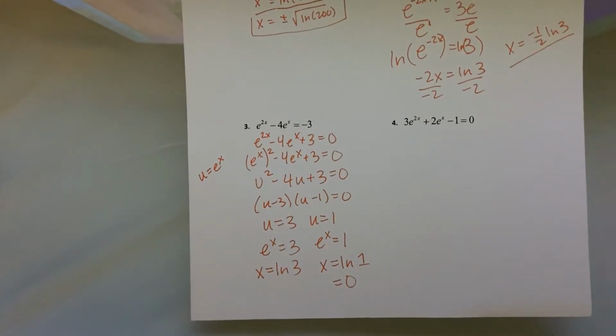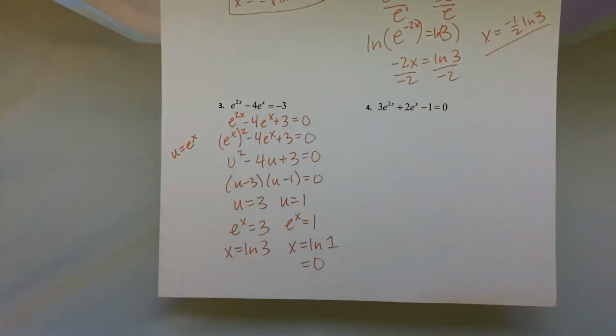I want to check the other thing. E to the 2 times the ln of 3 minus 4e to the ln of 3 equals -3. It also works. You have to use a little bit of your rules to show that it does, but I promise that it does work. The 4th is the same. I'll leave that one for you guys to work on, and we can go to the next page.